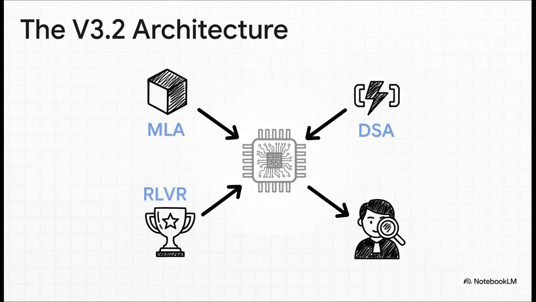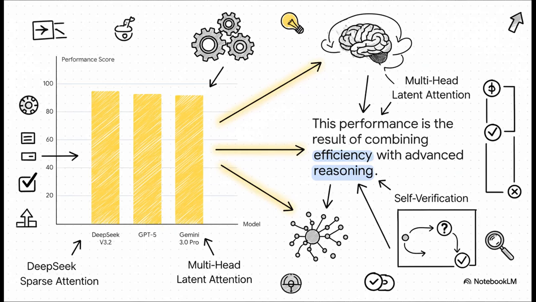It takes the memory-saving compression of MLA, adds the incredible long document efficiency of DSA, and then layers on top that advanced self-correcting reasoning from RLVR and self-verification. It's an architecture designed from the ground up to be both incredibly fast and incredibly smart. And that brings us right back to where we started.